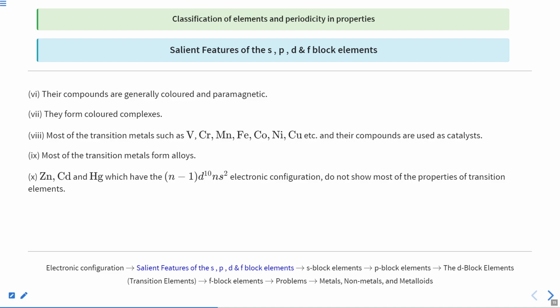Clear? Okay. Now most of the transition elements form alloys also. We have alloys, say cast iron and all. They are all alloys. Now zinc, cadmium, and mercury, in which the d orbital is completely filled, do not show the properties of transition elements, because transition elements, or the d block elements, are those in which the d orbital is incompletely filled either in their atomic state or in their ionic state. So they don't have an incompletely filled d subshell either in their ionic state or in their atomic state.